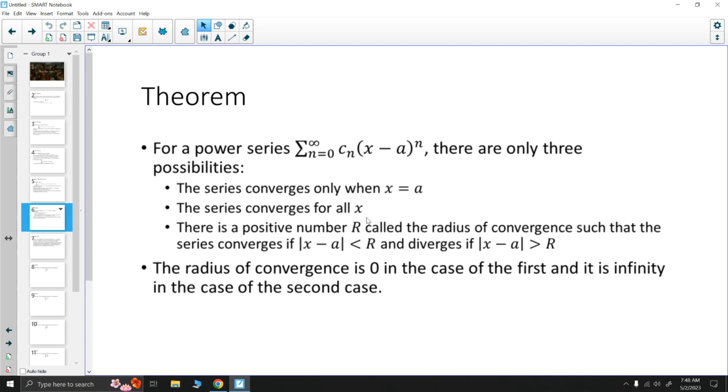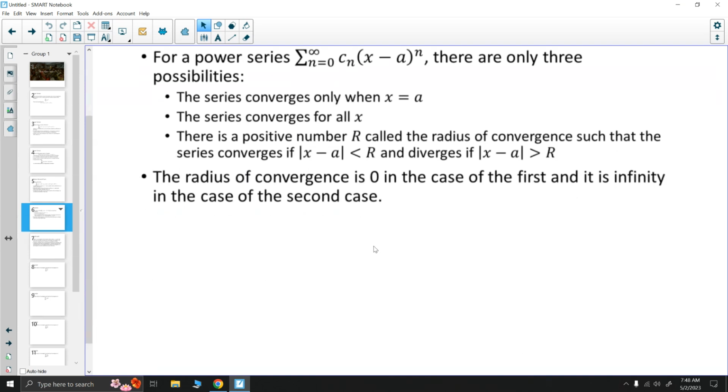And the other one, which is the most common in a practical sense, is that there is some positive number r, which we refer to as the radius of convergence, such that the series converges if the absolute value of x minus a is less than our radius of convergence, and it diverges when the absolute value of x minus a is greater than r. The radius of convergence is said to be 0 when it converges only when x equals a, and it is said to be infinity when the series converges for all x's.